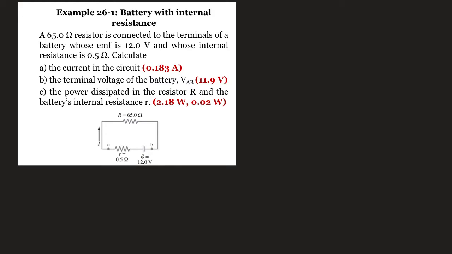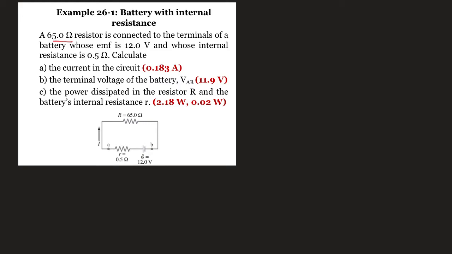The 65 ohm resistor is basically the external resistor. The thing you need to understand here is that the internal resistance is always less than 1 ohm, but internal resistance can increase because of the age of the power supply. The electrode is going to be dry, and therefore the internal resistance is going to increase.